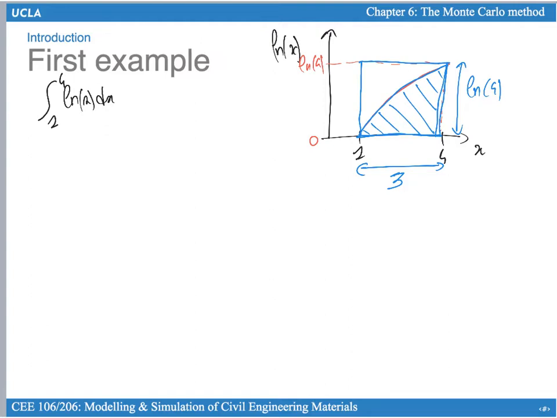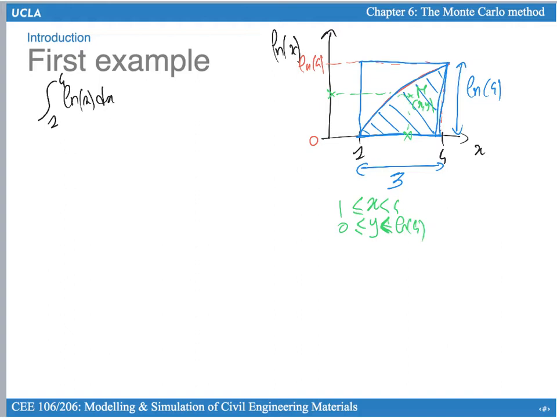What you can do is to start generating some random numbers that will be inside this rectangle. So first, generate a random number x that is between 1 and 4. That's going to give you a value between 1 and 4. Then you generate a random number y that is going to be between 0 and log of 4. And this defines a point M that has the position given by the random numbers x and y.